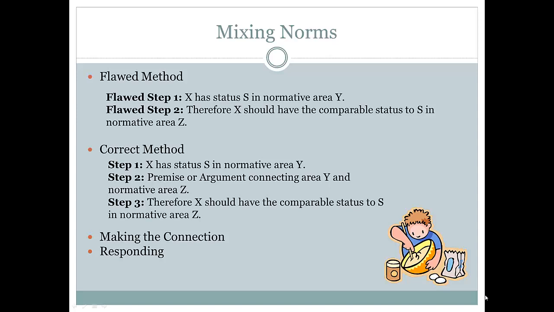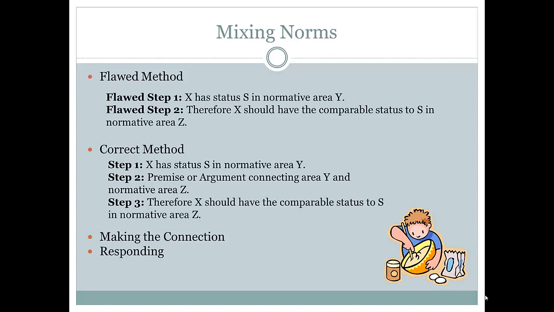The final method we're looking at is mixing norms. Now, people commonly make inferences from one normative area to another normative area. Normative areas are, roughly put, areas involving matters of value. These include law, religion, aesthetics, morality, and etiquette.